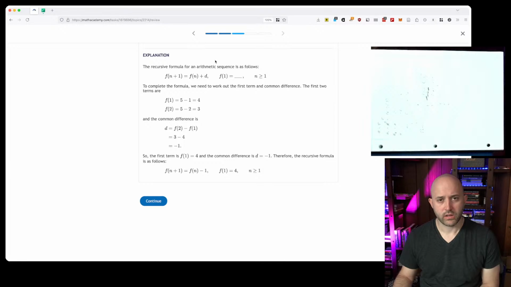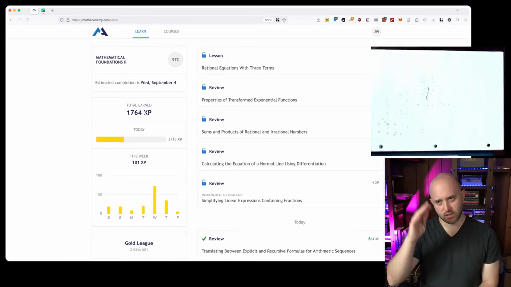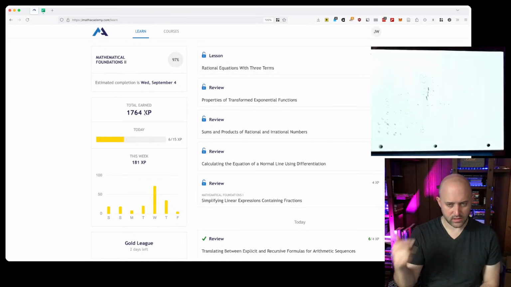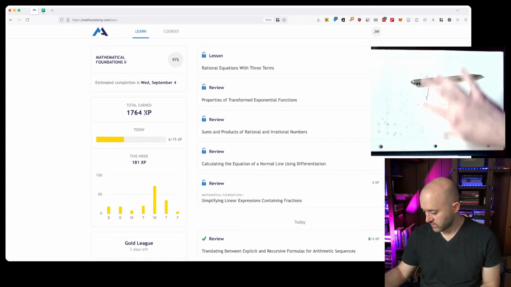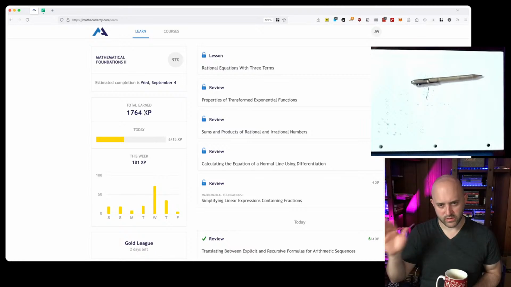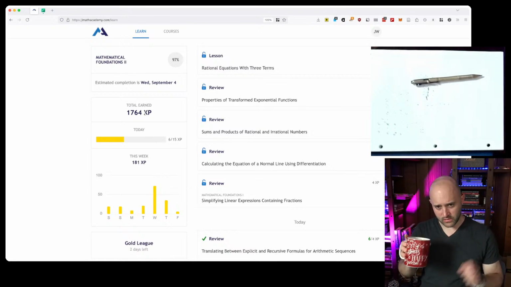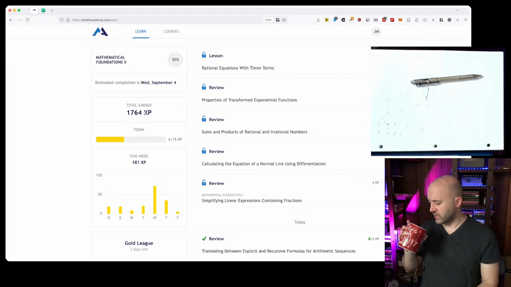Cool. Now, I've done 3 of the 5, but because I got this one right, I've completed the review of it. I've got the 4 experience points it promised me, plus a bonus for answering the first 3 questions correctly. It's basically saying you clearly have demonstrated that you understand what's going on here, although it was a little bit rough for me this morning. So let's stop a little early and go on to the next thing. It's a nice little touch, and if you get it wrong, you get extra problems to practice to make sure you get it right.